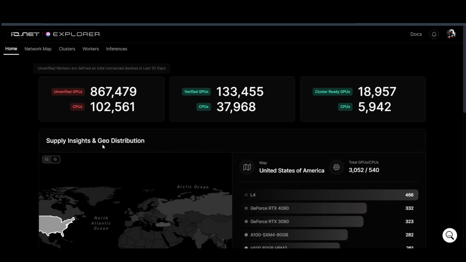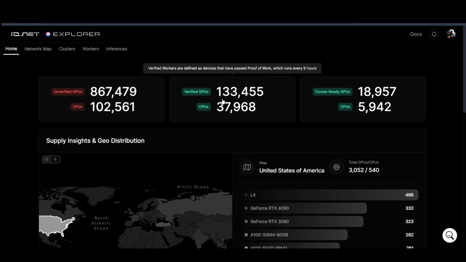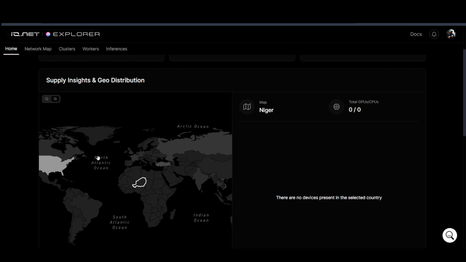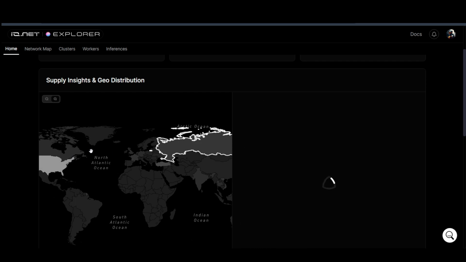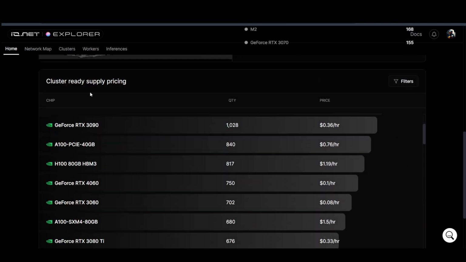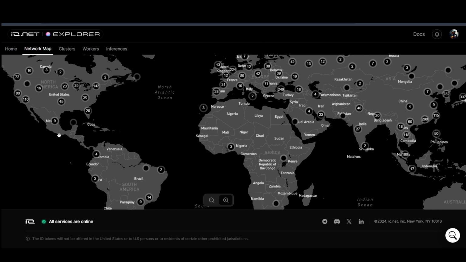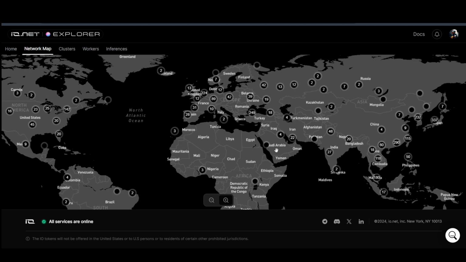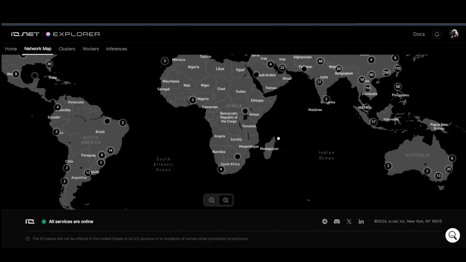As you can see here, as of now they have unverified GPUs of 800k and the verified are around 133k. That's pretty good. I think that's a big number. You can actually check various countries and where most of the GPUs are coming from. If we look at their network map, most of them are coming from the US, and after that we have a lot coming from Europe, and I think many are in Asia as well. So it's pretty good overall, I think.